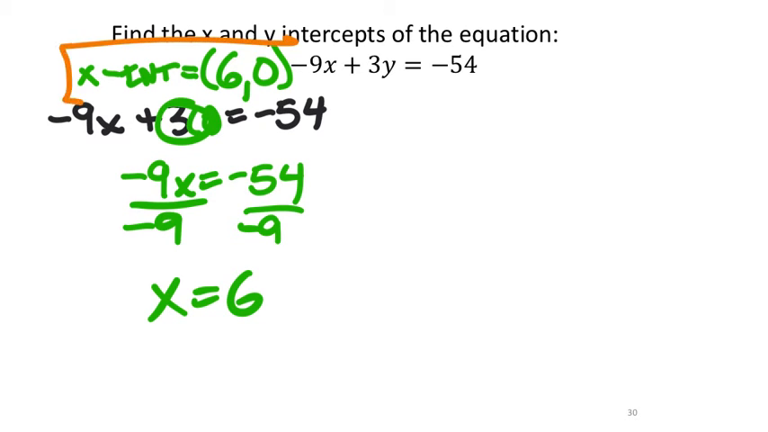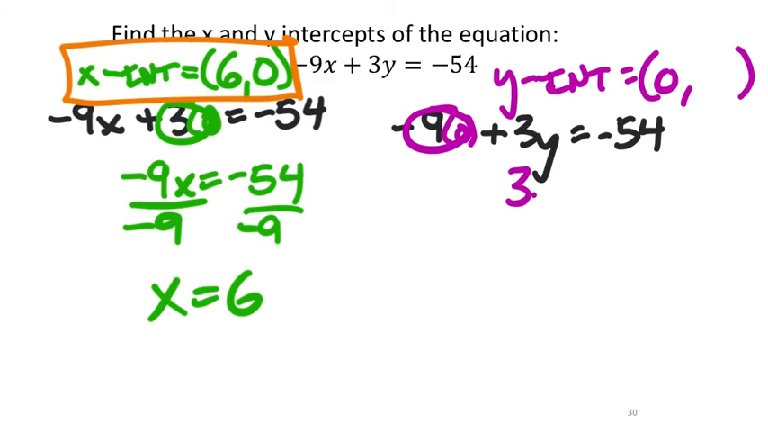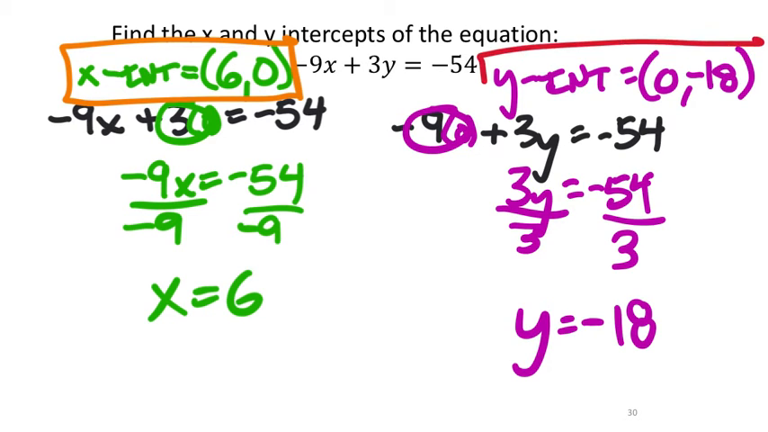That's good. But then I need the y-intercept as well. And again, the unique thing about the y-intercept is that the x value is always 0. So let's go back to the equation again. -9x plus 3y equals -54. But now I'm going to replace the x value with 0 and then solve for its corresponding y value. So that zeroes out, so I just got 3y equals -54. Divide both sides by 3. y equals -18. And that represents my y-intercept.